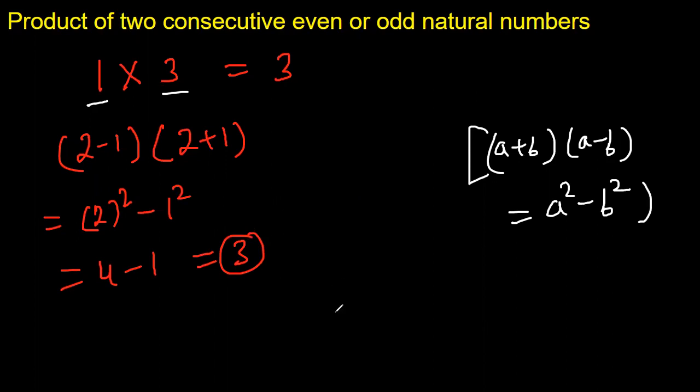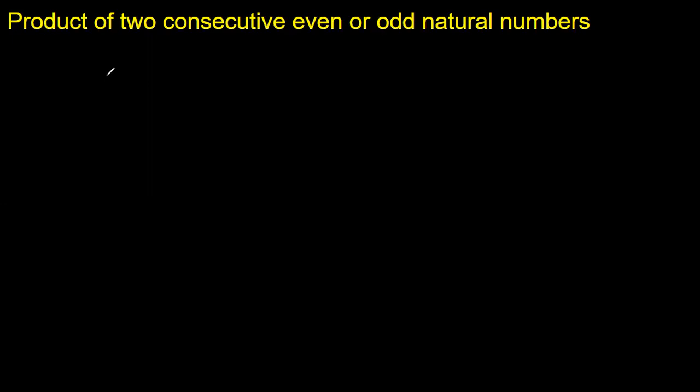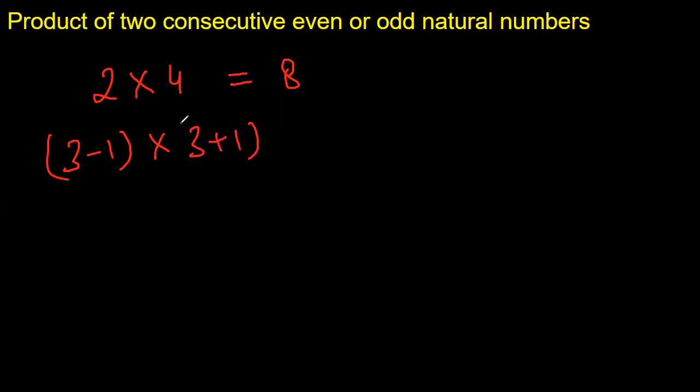Let's take another example. Suppose you take the next two even numbers, say 2 into 4, and the multiplication of 2 into 4 is 8. Another way of looking at it, 2 can be written as 3 minus 1, and 4 can be written as 3 plus 1.